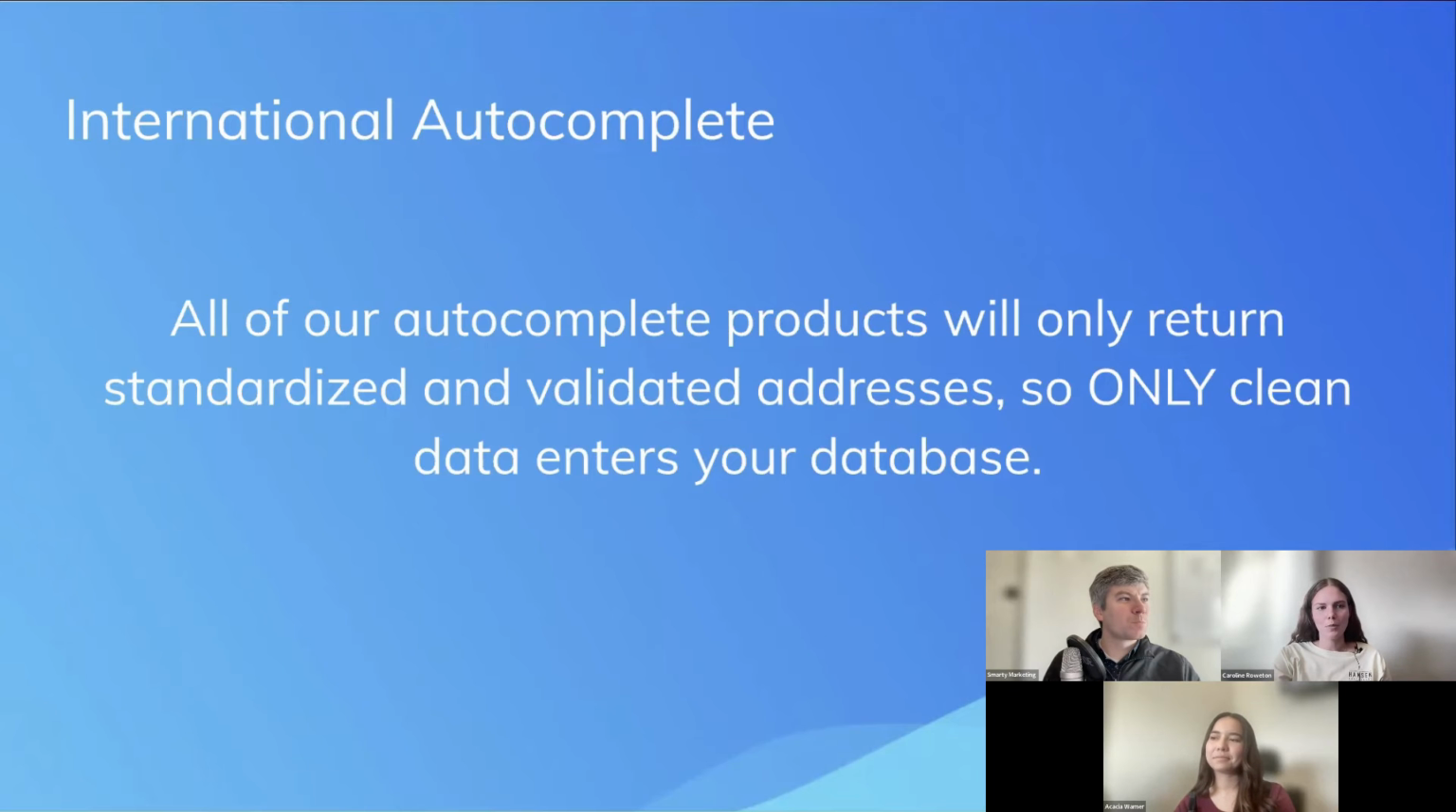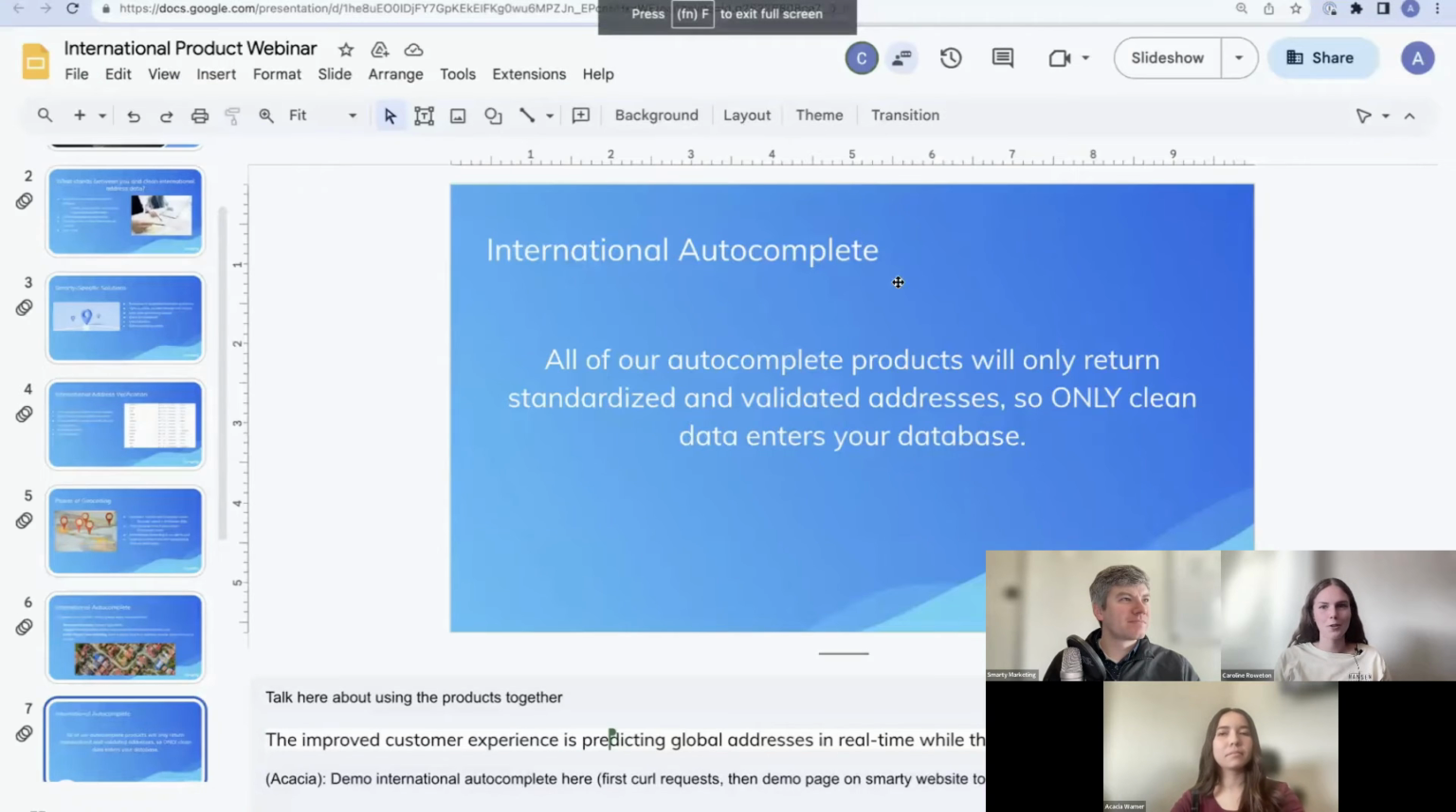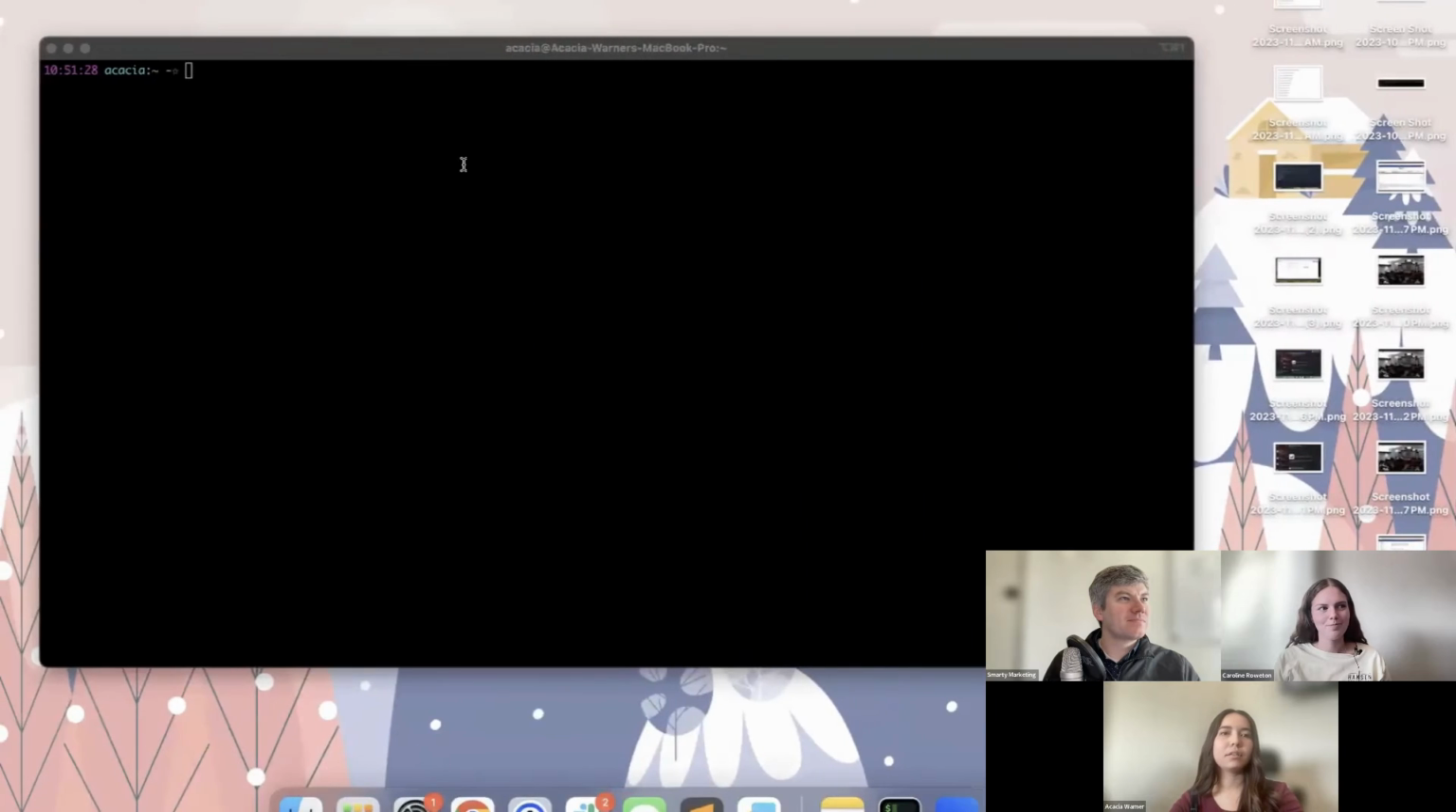So that's pretty cool. But Acacia can jump in here and demo specifically our address ID and how that's helpful. We're going to start off with a few curls, and then I'll get into our demo page, where we have the autocomplete API implemented, and so you can see what that would look like.